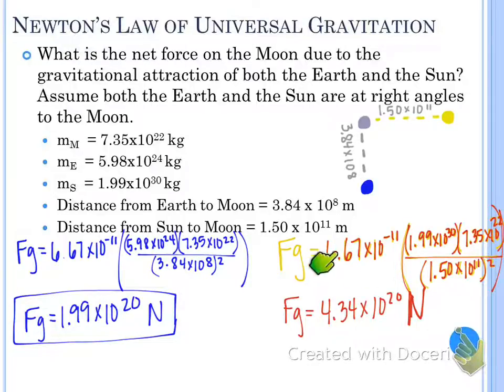So for the sun, we'll take big G, mass of the sun, mass of the moon, divided by the radius squared.